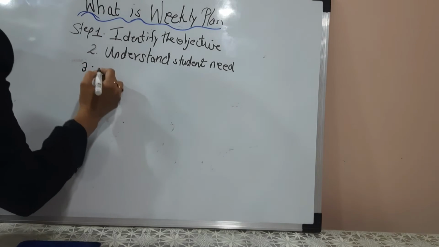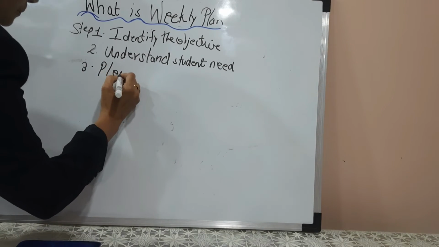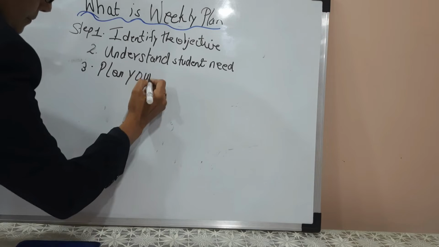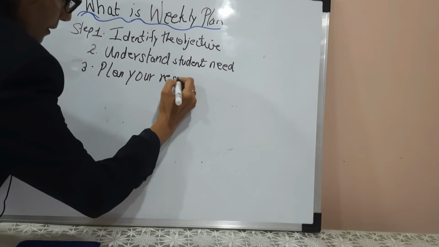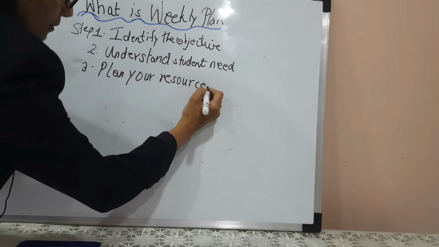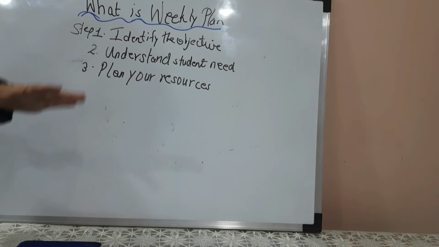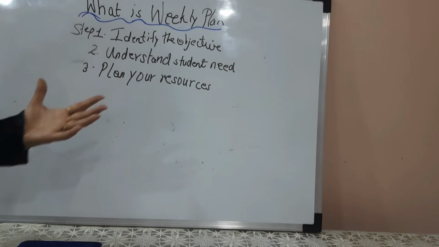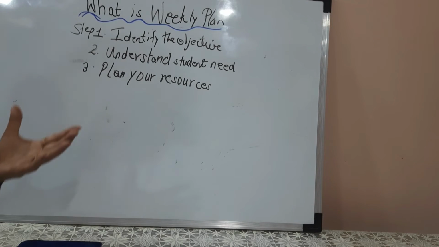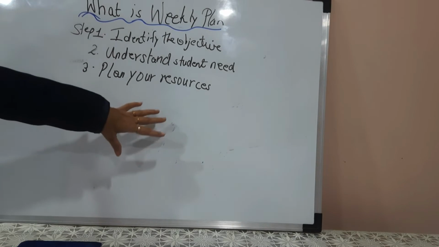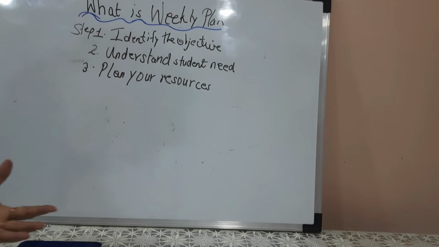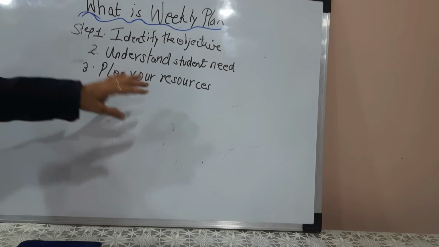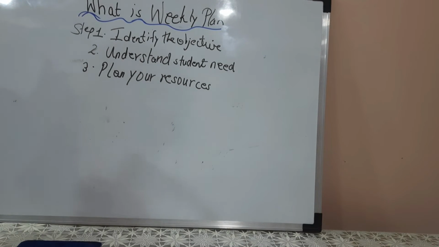Third step required is plan your resources. Very important. You have to plan your resources when you're doing your weekly plan, so you know what is coming ahead. So if I have to take this activity, I need this. If I'm showing a video to my children, I have to have my video ready. If I am doing a presentation on my own, my presentation should be ready. So this is the next step which you would be moving ahead with your weekly plan.